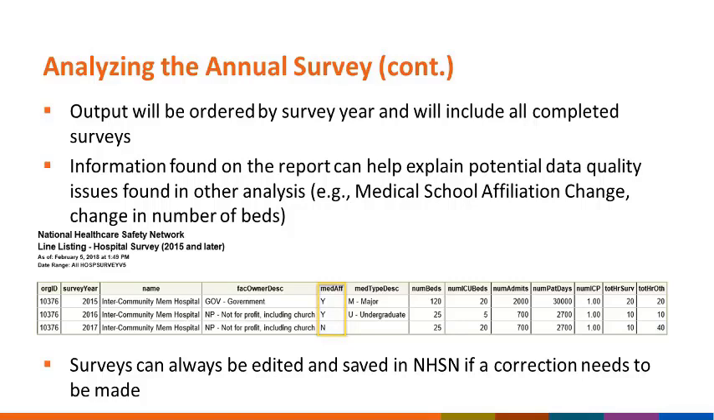Information found in the reports can help explain potential data quality issues found in other analyses. For example, a change in medical school affiliation and/or change in number of beds can affect your SIR score, since these variables are used in risk adjustment in the SIR calculation.